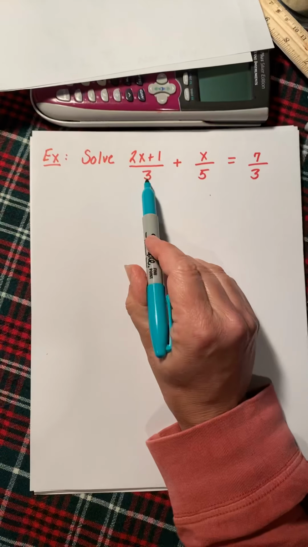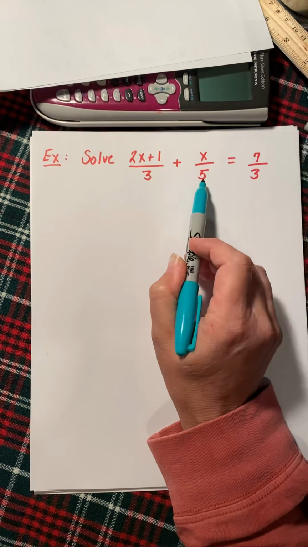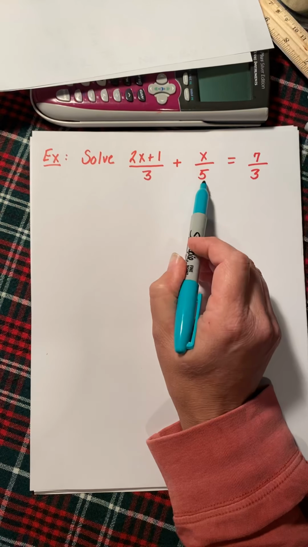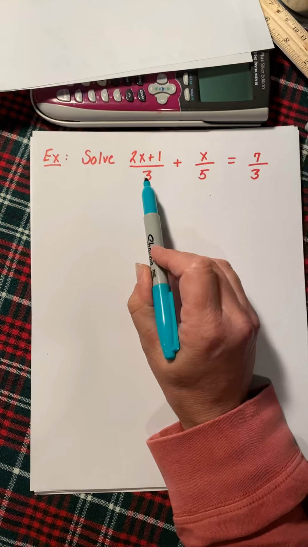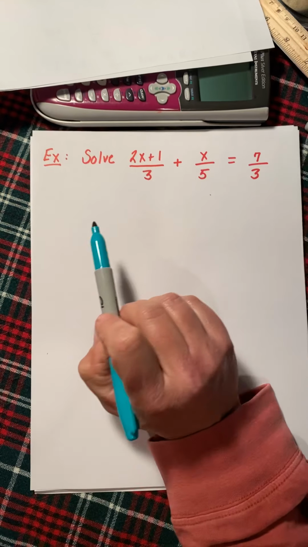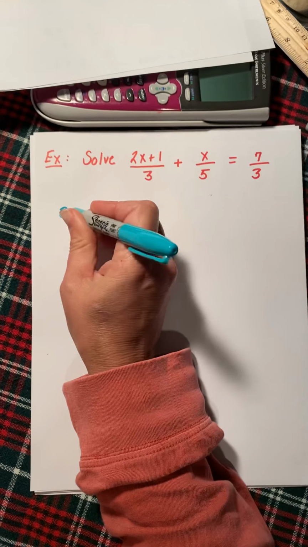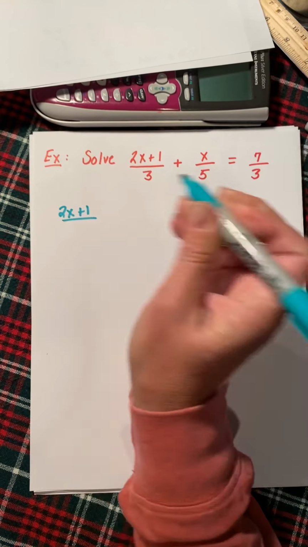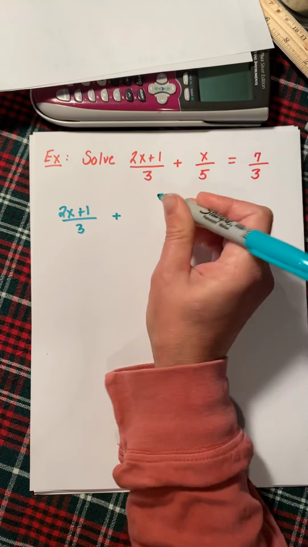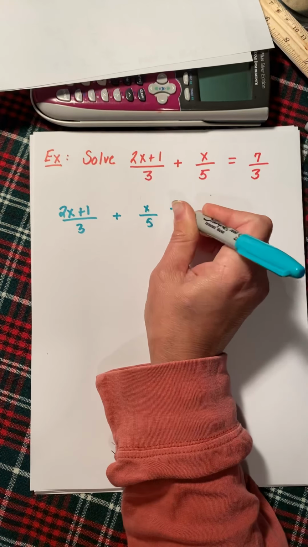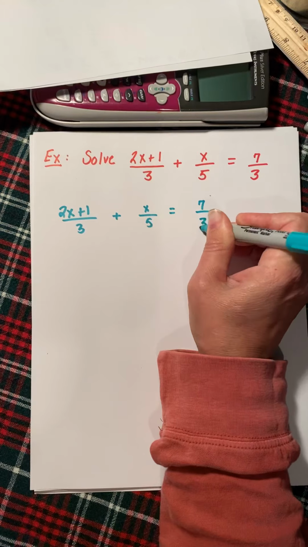All right, so the common denominator of 3 and 5, well, 3 and 5 are both prime. This is just 3 times 1, and that's 5 times 1. So this is missing the factor of 5. That's missing the factor of 3. So I'm going to just write this down: 2x plus 1 over 3 plus x over 5 equals 7 over 3.